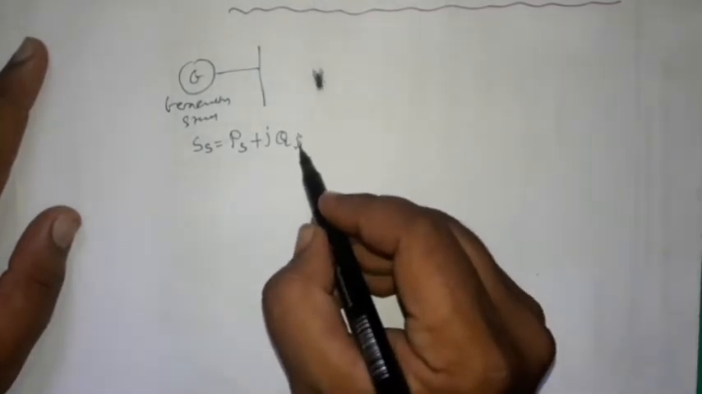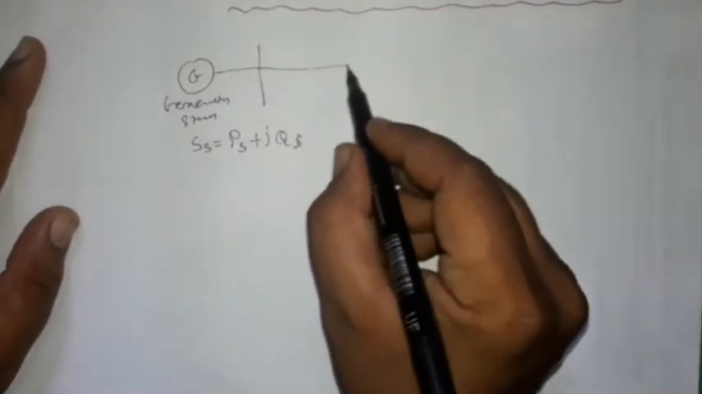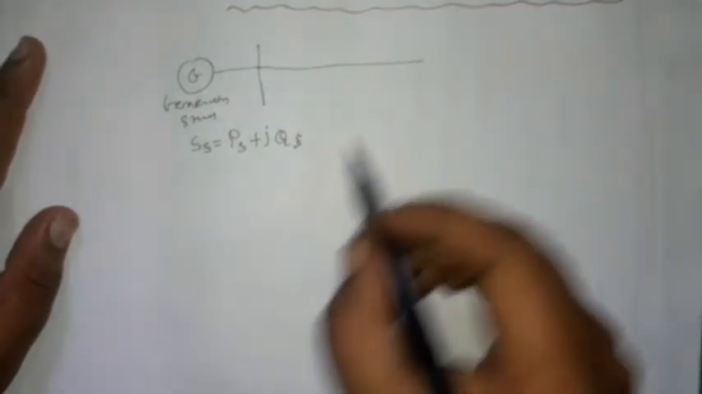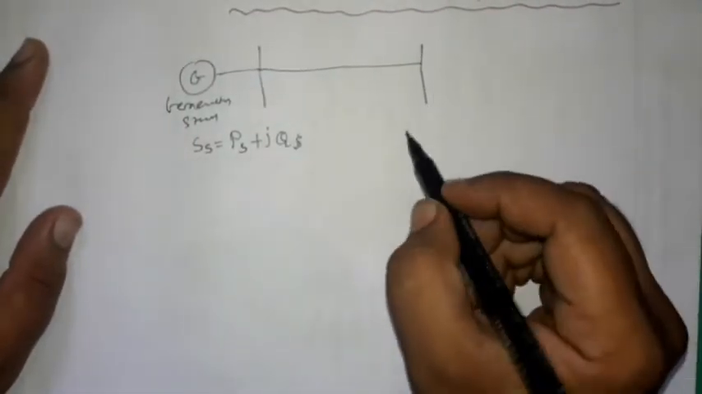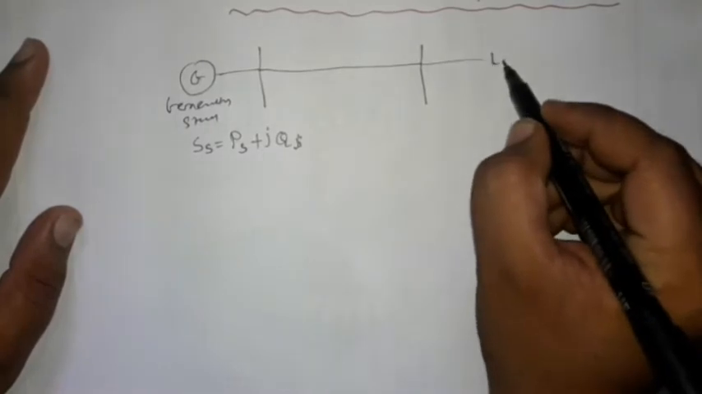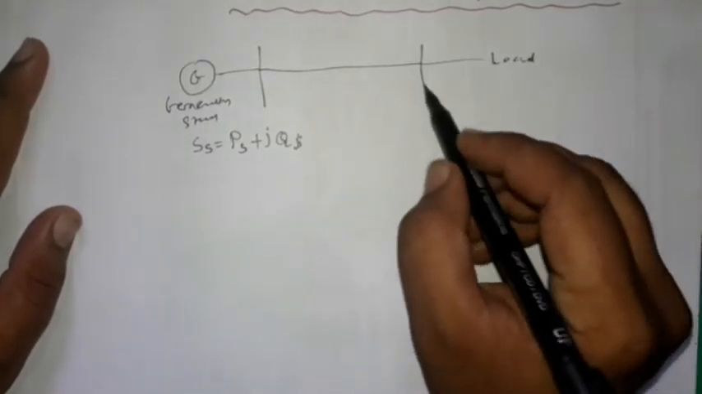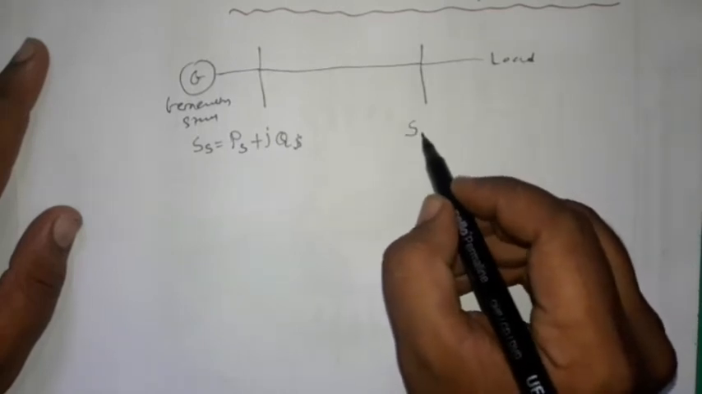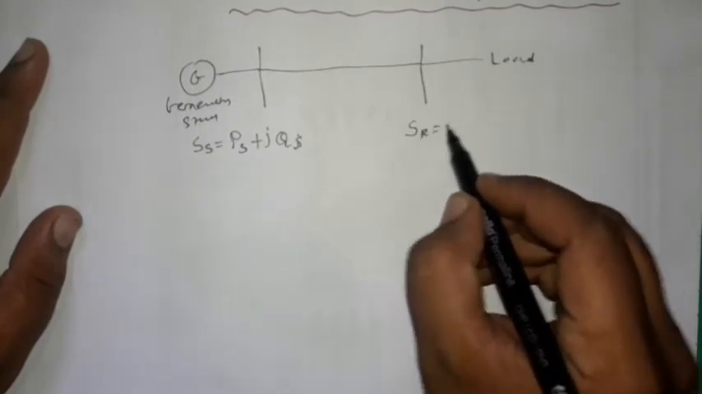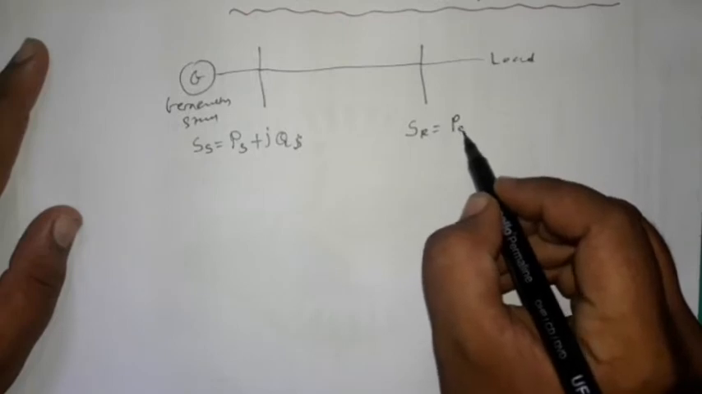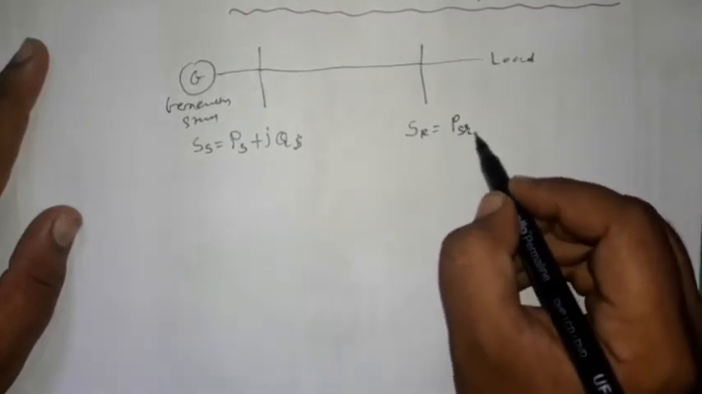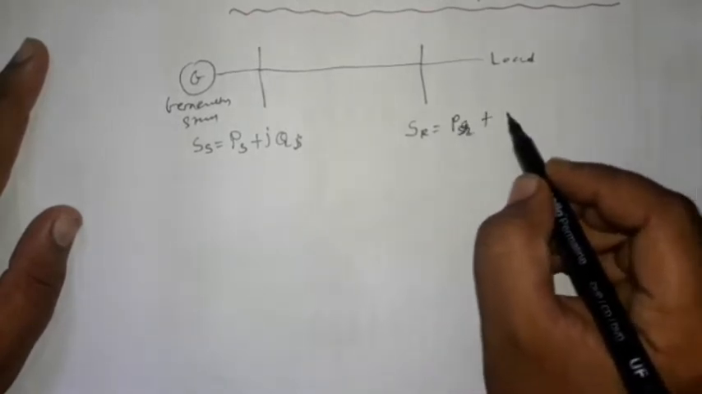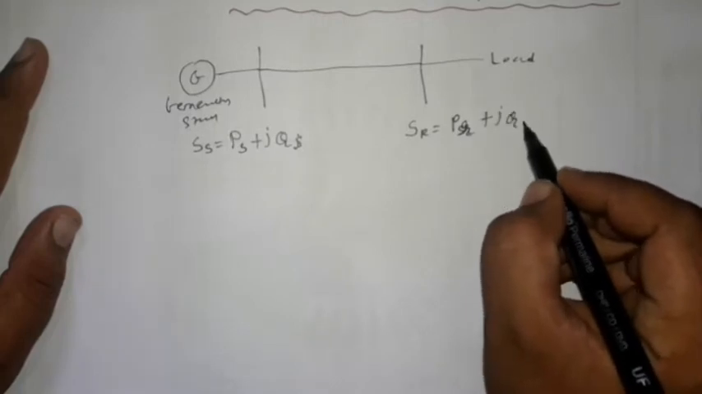Now this power is transmitted through the transmission line. Then here is our load which we connected. So here is our receiving end side, and the receiving end apparent power SR is equal to the active power at receiving end plus reactive power at receiving end.